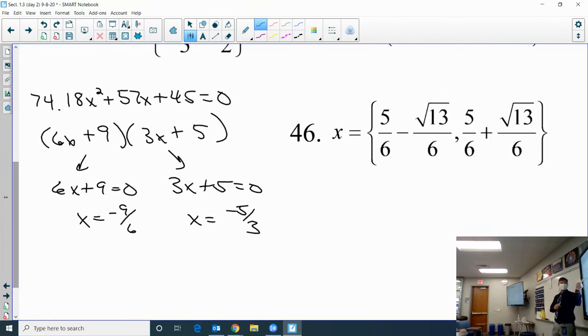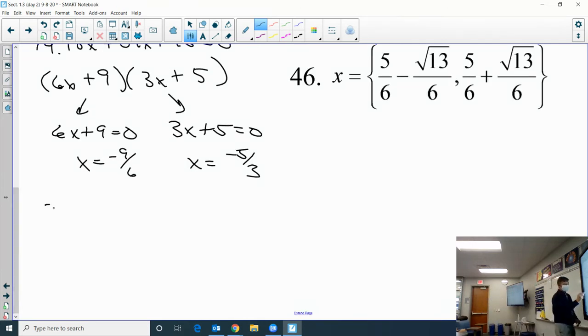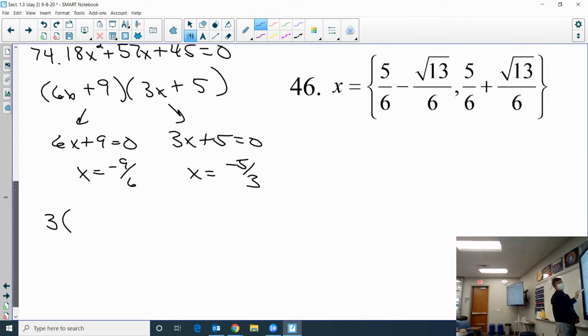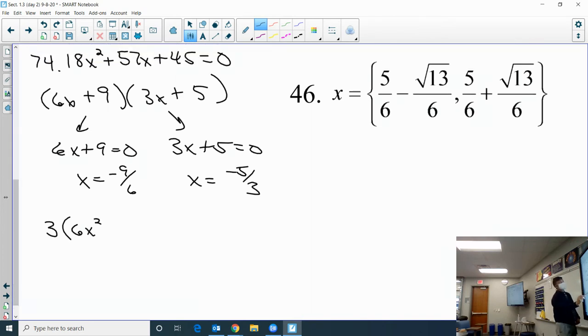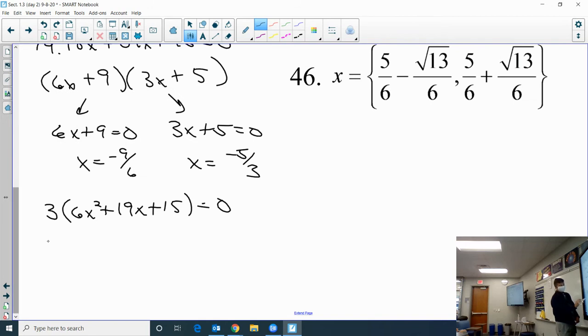Now, 6x plus 9 has a GCF of what? 3. That tells me something. That tells me there's a GCF in the original problem. What was the GCF of the original problem? Okay, 3. So you could have taken a 3 out right away, and that would have given me 6x squared plus 19x plus 15 equals 0. This factors into 3x plus 5, and then 2x plus 3.